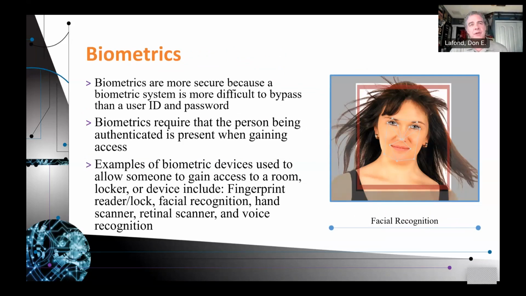Biometrics. Biometrics are more secure because a biometric system is more difficult to bypass than a username, ID, and password. Biometrics require that the person being authenticated is present when gaining access. Examples of biometric devices used to allow someone to gain access to a room, a locker, or device include fingerprint reader, facial recognition, hand scanner, retinal scanner, and voice recognition.